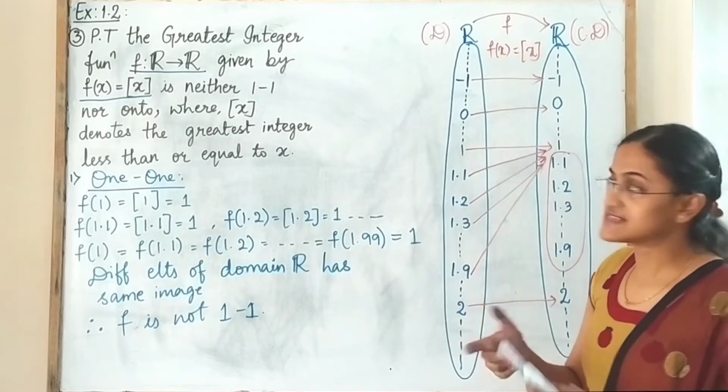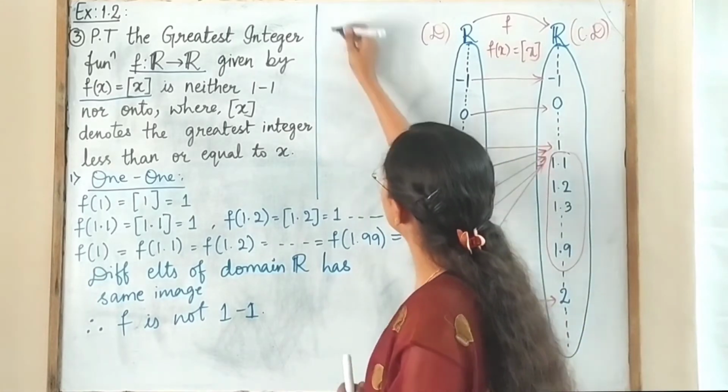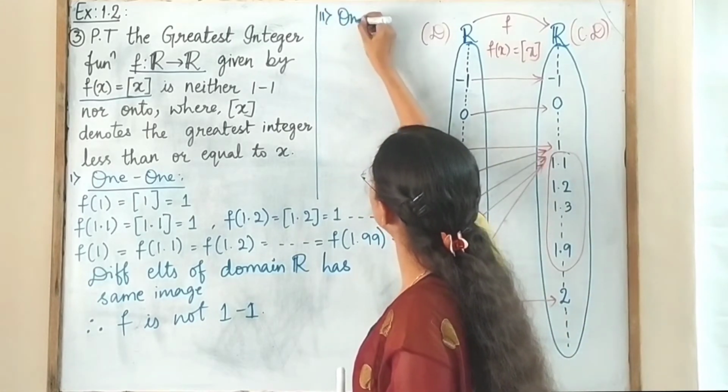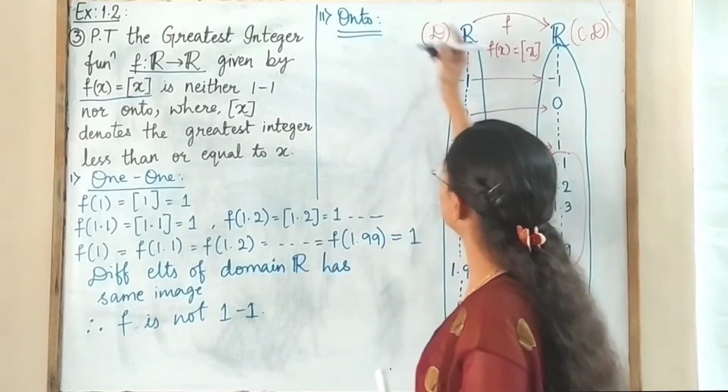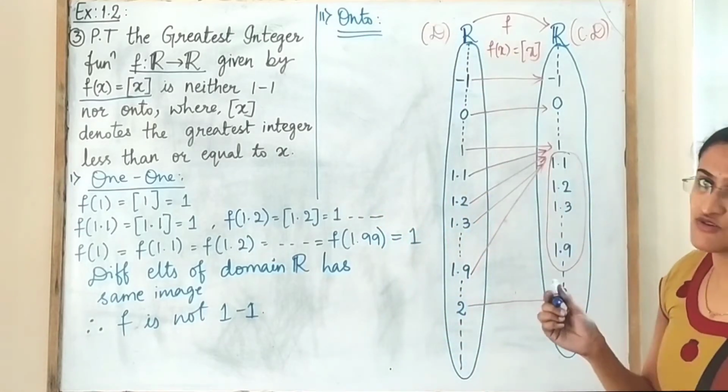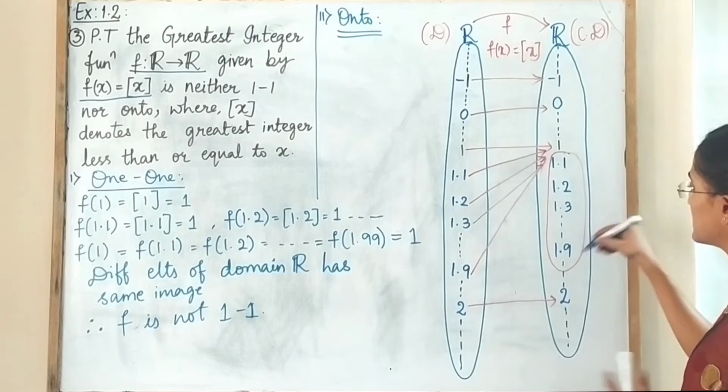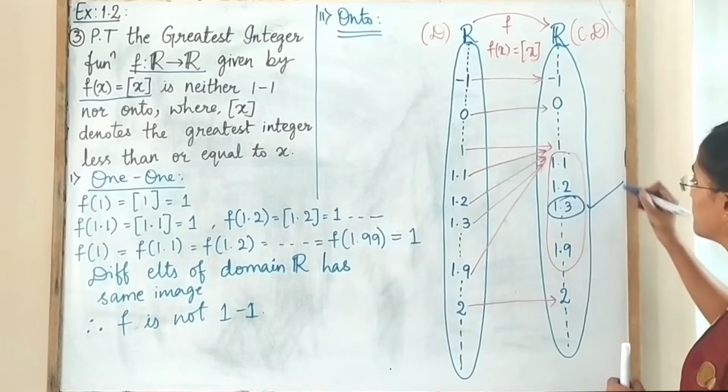Now going on to the second one, that is for proving whether it is onto or not. Again, look at the arrow diagram. You can give a counter example. I'm choosing some random element. Okay, I'll choose 1.3.